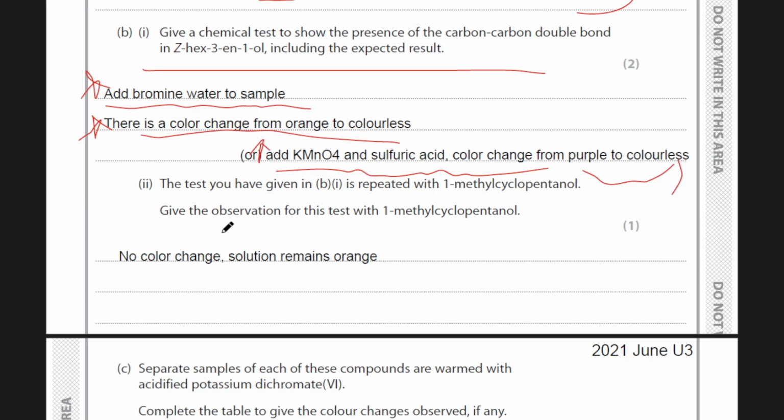The test you have given in B1 is repeated with 1-methylcyclopentanol. Give the observation for this test. With no color change, the solution remains orange, because we do not see any color change for 1-methylcyclopentan-1-ol, unlike the one for Z-hex-3-en-1-ol.